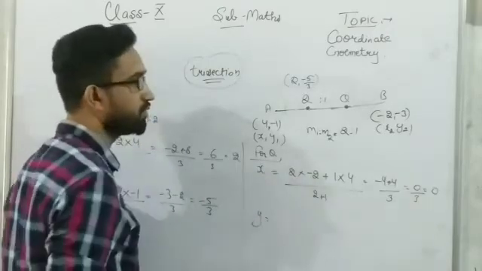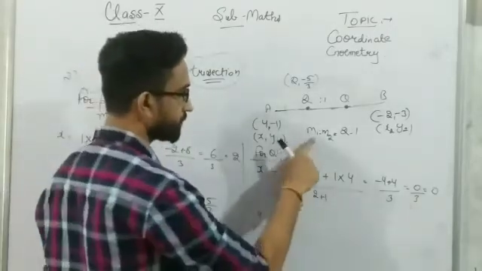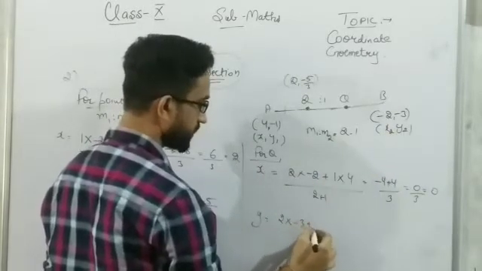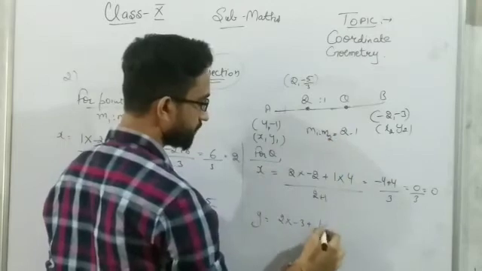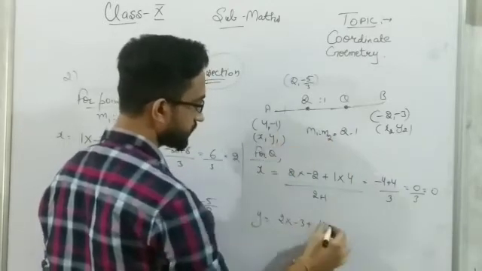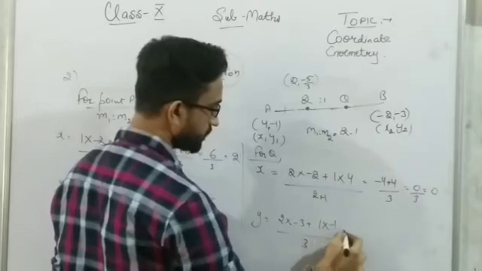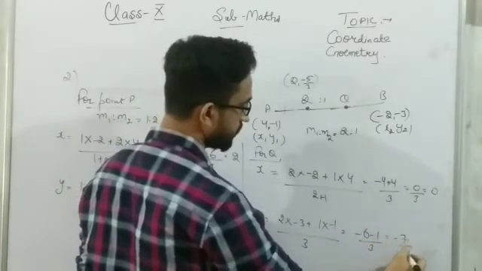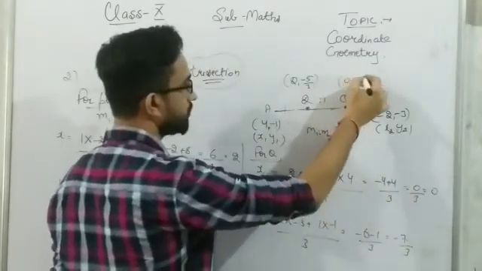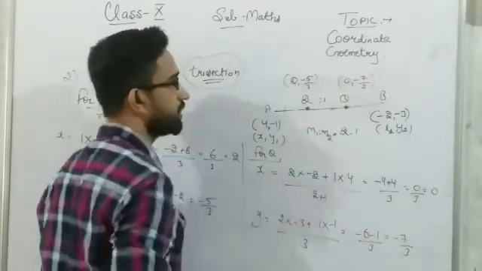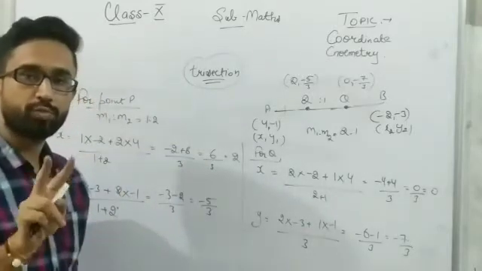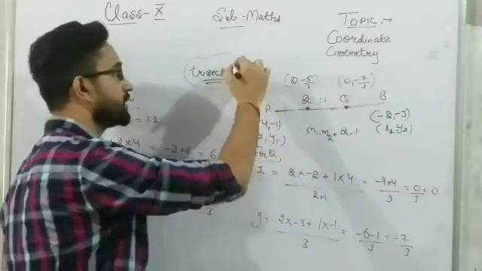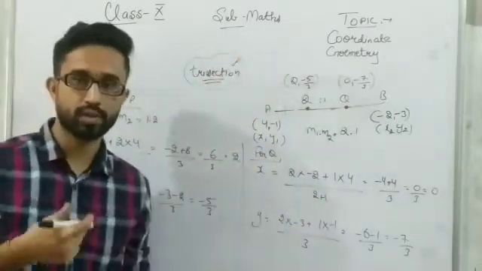Similarly, y will be equal to M1 y2, where M1 is 2 into y2, -3, plus M2 into y1, that is -1, upon 3. So (-6 - 1)/3, that is -7/3. So this will be (0, -7/3). Hence we have got the 2 points which divide this line into 3 equal parts. That is what we call trisection. Let's go to the next question now.